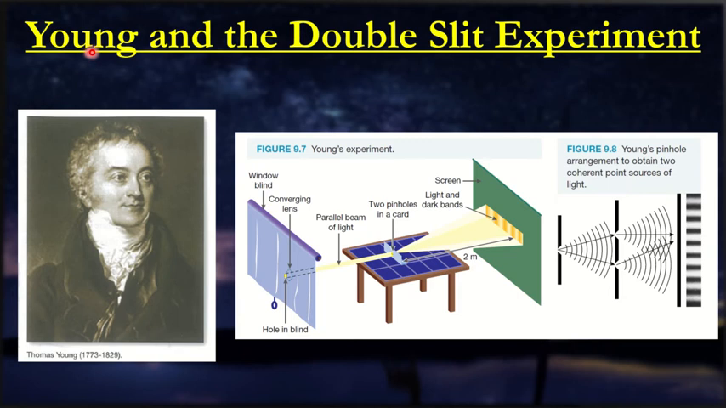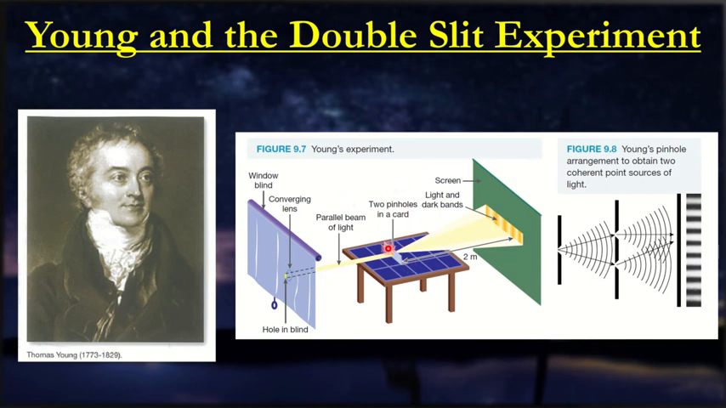Alright, so we have Young and his double slit experiment. In this experiment, it's very simple. He has a window blind, and in the window blind, he punches a little hole, and he has a converging lens. It would be convex, I do believe. The convex lens focuses the beam to make it parallel, so it's a nice parallel beam.